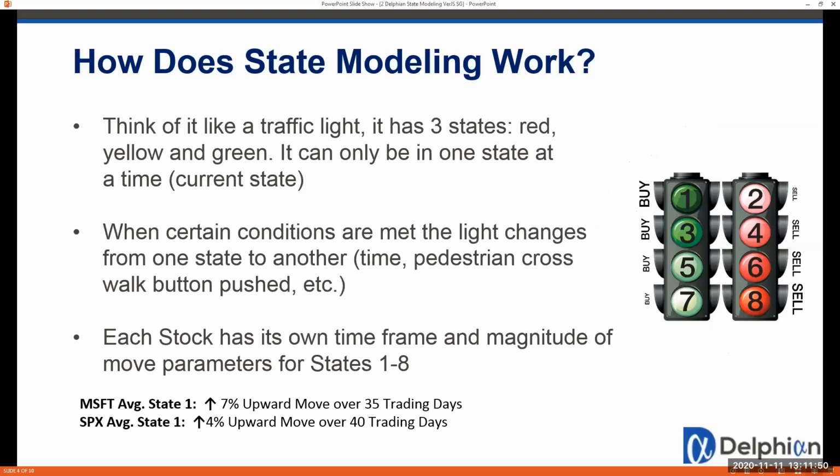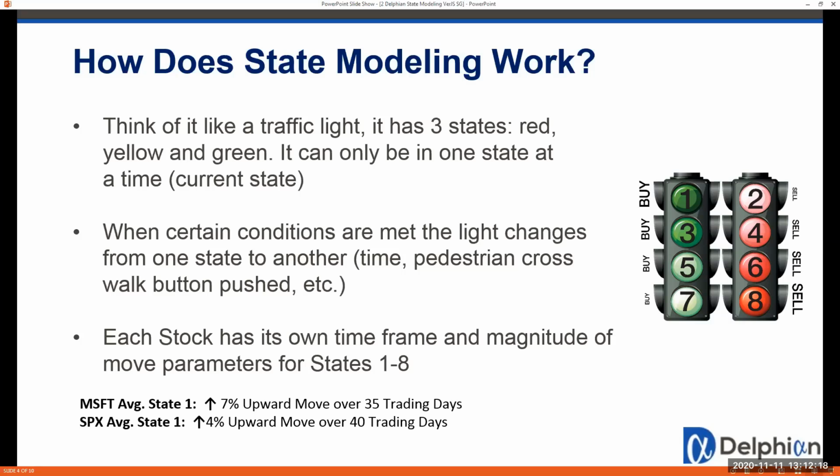State modeling works basically like a traffic light. It has 3 states: red, yellow, and green. It can only be one state at a time, its current state. So within state modeling, a stock's going to be either bullish or bearish, and it can only be in that particular state at one particular time. When certain conditions are met, the light will change from one state to another.